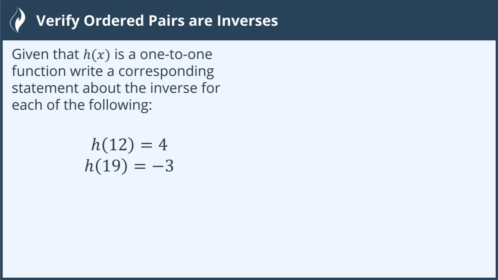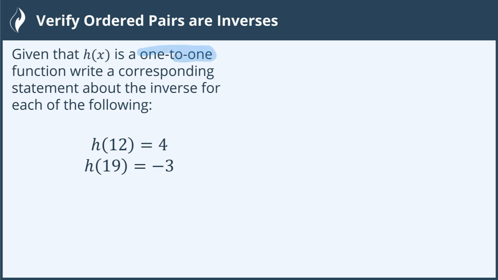Hi, in this video, we're going to look at this problem that says: given that h of x is a one-to-one function, write a corresponding statement about the inverse for h of 12 equals 4 and h of 19 equals negative 3. First of all, let's take a look at this part here.